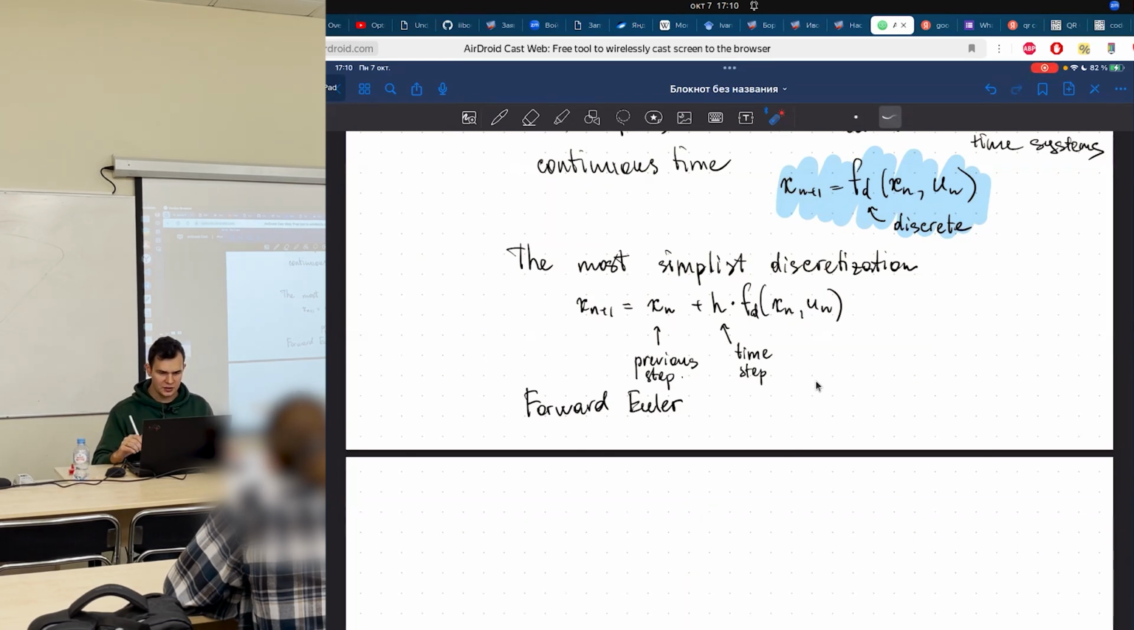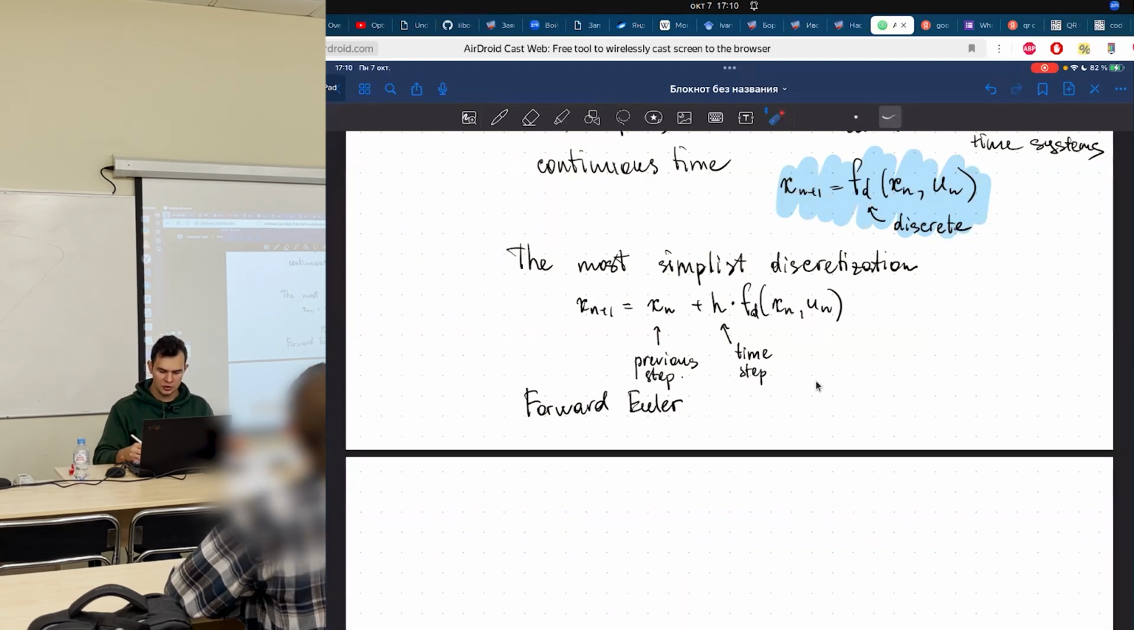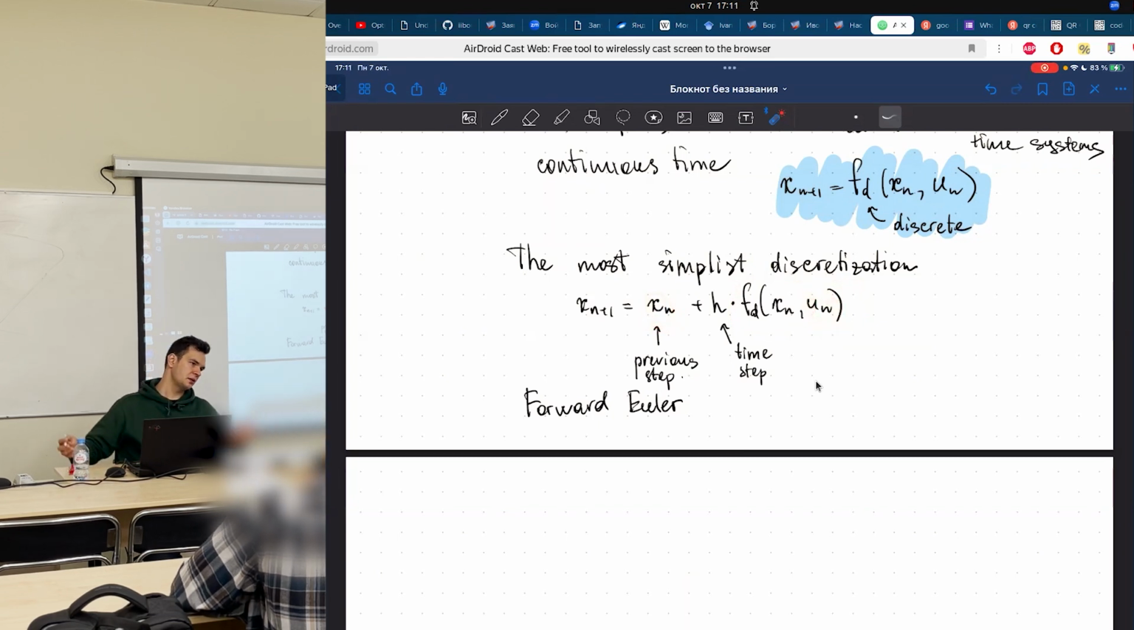This is called forward Euler, and it is the simplest. Why is it the simplest? Because in order to compute it, you need just your equation, your previous state, and your control and time step. So basically, that's it. But there's a significant, crucial problem with it: it's not stable.